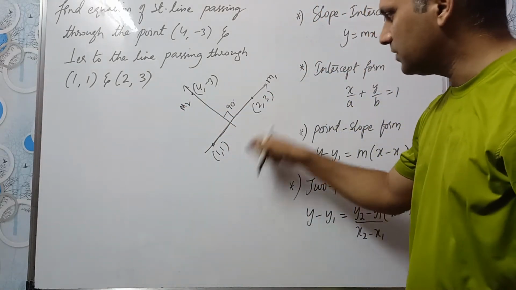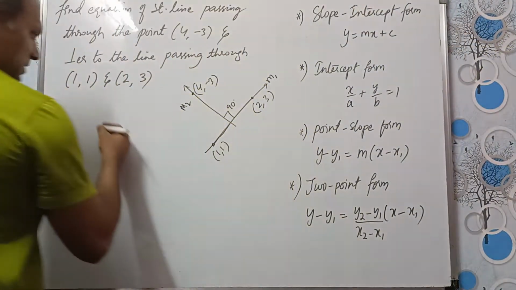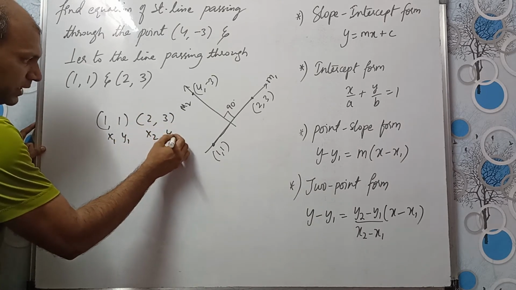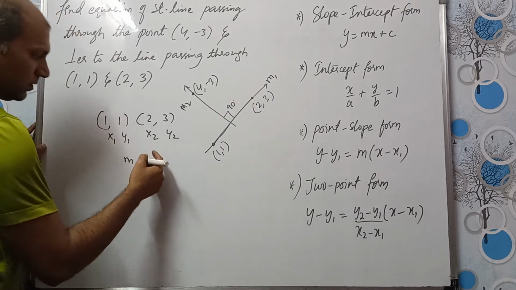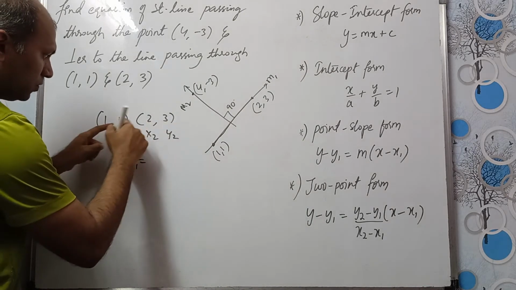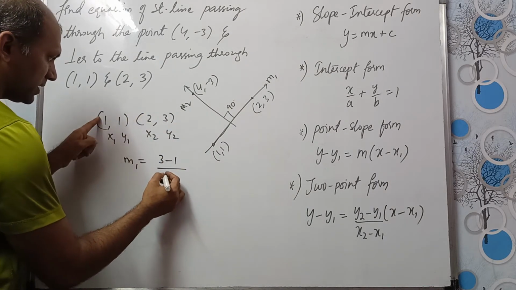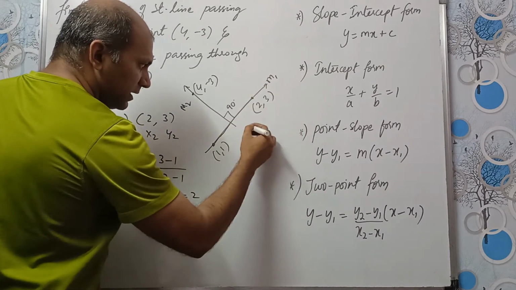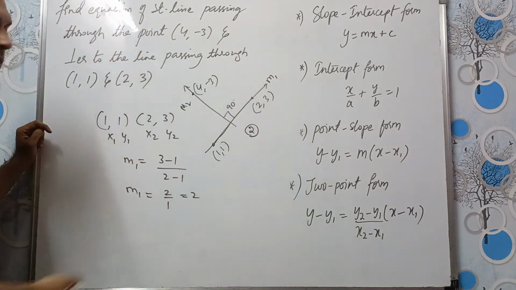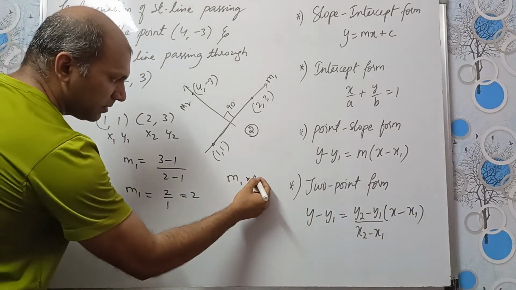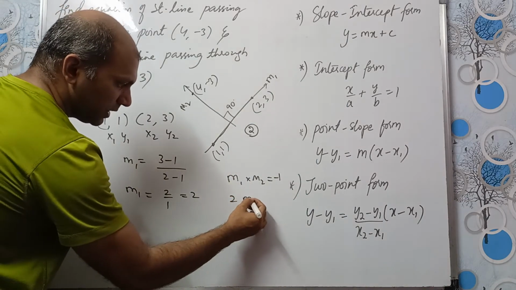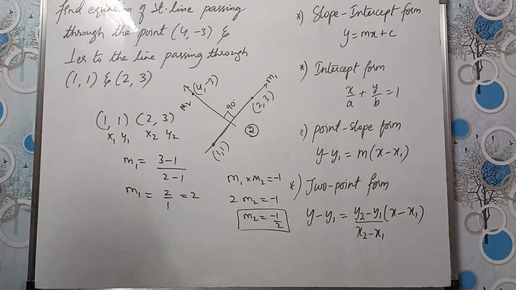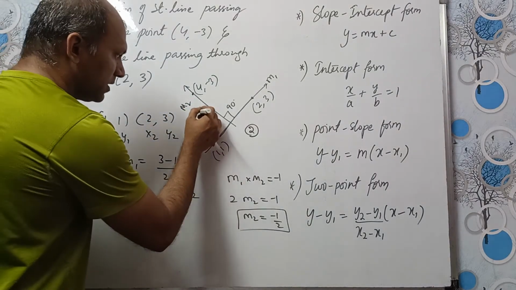Let us first find the slope of these 2 points, (1, 1) and (2, 3). If you take this as (x1, y1) and this as (x2, y2), the slope is m1, right? We took the slope of this line as m1. So m1 will be (y2 - y1), 3 - 1, divided by (x2 - x1), 2 - 1. So this is 2 by 1, which is equal to 2. So the slope of this line is 2. What will be the slope of the line which is perpendicular to this line? Let us find out. See, m1 multiplied by m2 should be -1. This m1 is 2. m2 will be equal to how much? This 2 goes to the other side, it will divide. So m2 is -1 by 2. The slope of this line now is -1/2.